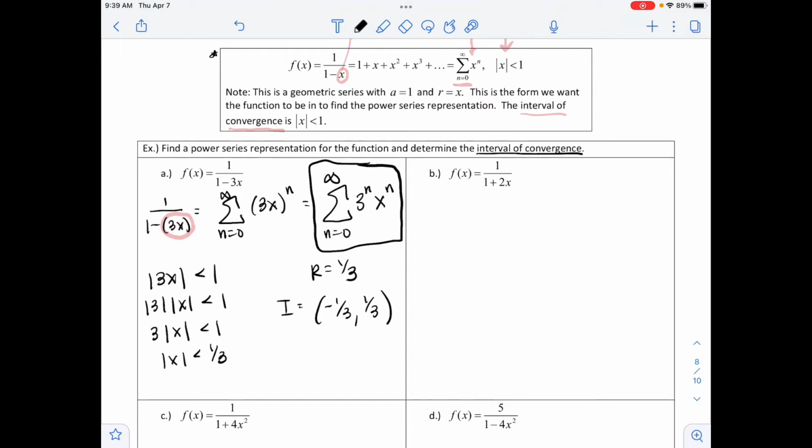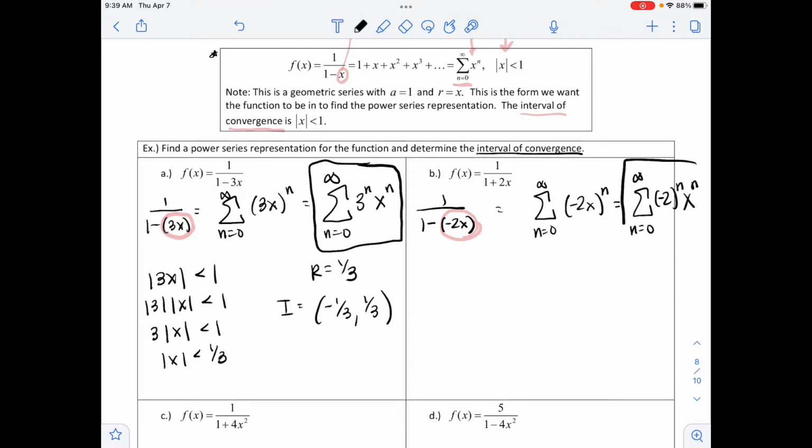Part B says f of x equals 1 over 1 plus 2x. And this one we do need to manipulate a little bit. This is the same thing as 1 minus negative 2x, if you were to rewrite it that way. And then from here, we would say that this is equal to the sum from n equals 0 to infinity of, and the object that we have this time is a negative 2x. So we have negative 2x raised to the nth power, or the sum from n equals 0 to infinity of negative 2 to the nth, x to the nth power, which would be our representation for the function as a power series.